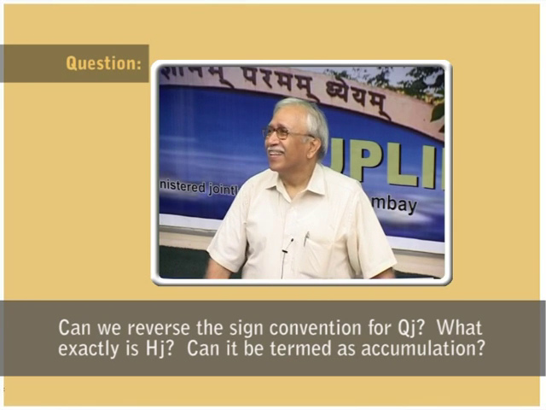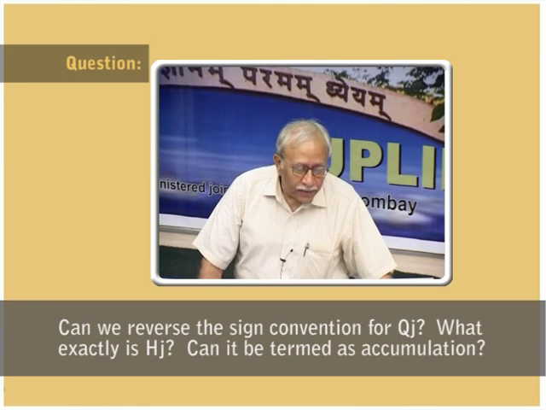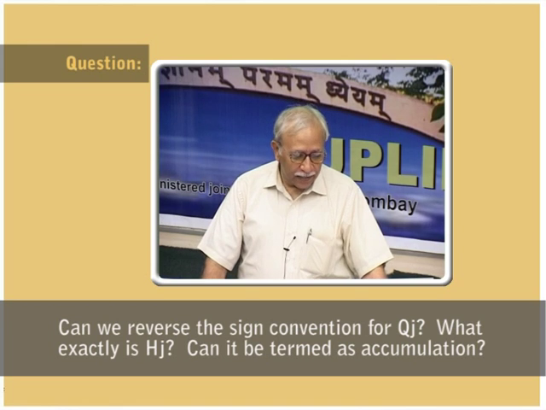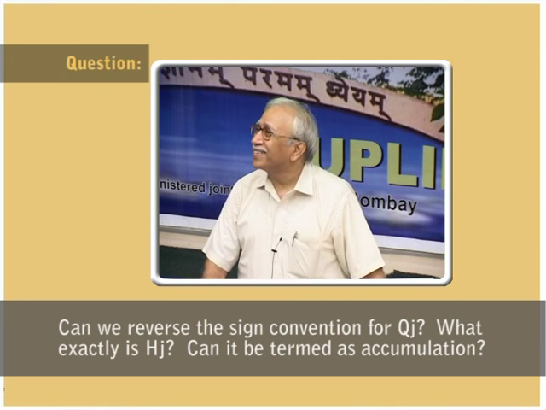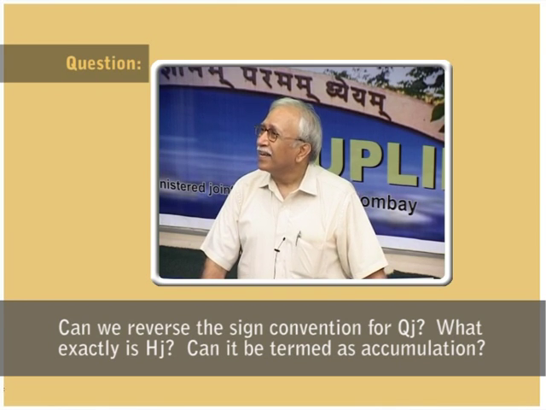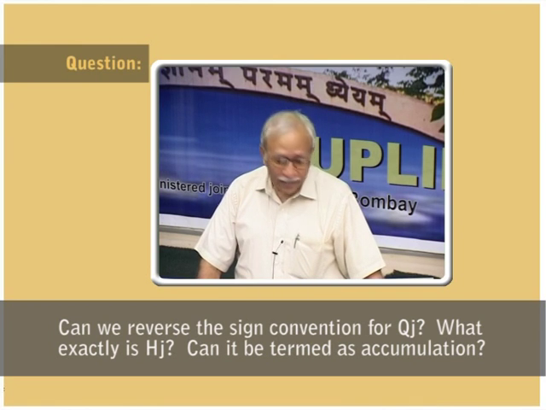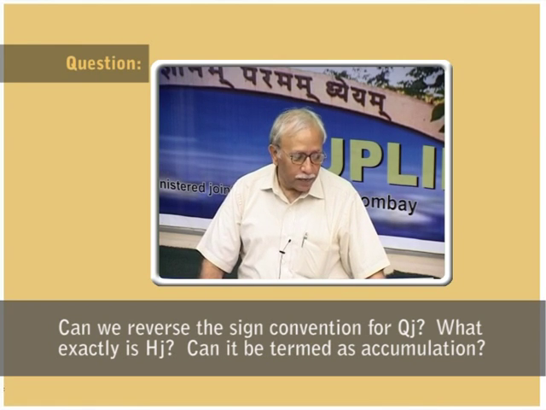But the numbers will change, no? The only thing is, depending upon this convention, you have to properly put the sign here. This Qj, if you change the convention, it will get added here rather than getting subtracted here. That's the only difference. Numerically, there is no difference except that the sign has to be properly accounted for.